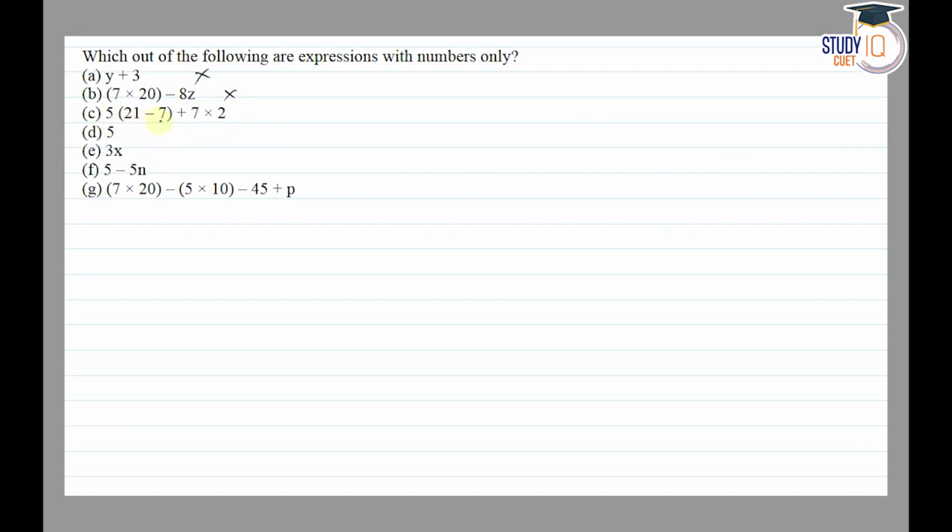5 into 21 minus 7 plus 7 into 2. Here only numbers are used, so this one will count. It has only numbers.